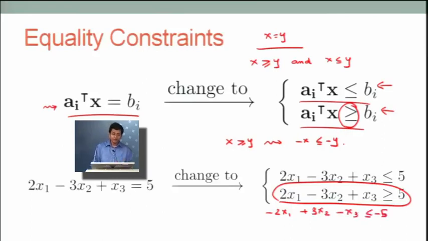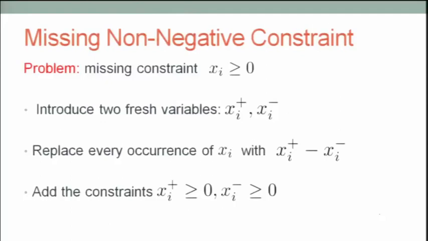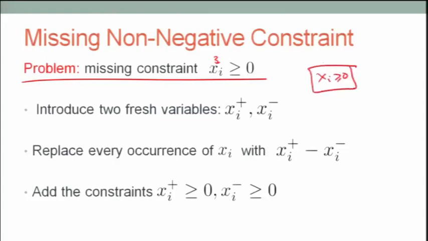So this is very elementary. The last thing, which might be slightly more non-elementary, is how do you deal with a missing non-negativity constraint? If you are missing a constraint that says a variable is non-negative, how do you deal with it? You can't just add this constraint. If you just add it, you are completely changing the meaning of the problem. So it's not good to add this constraint.